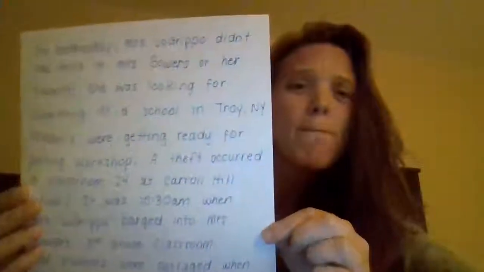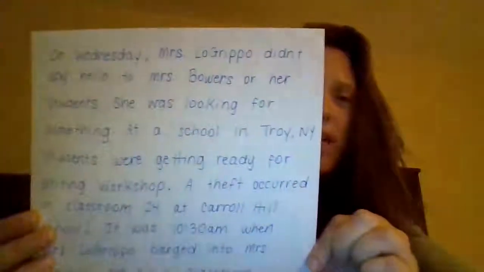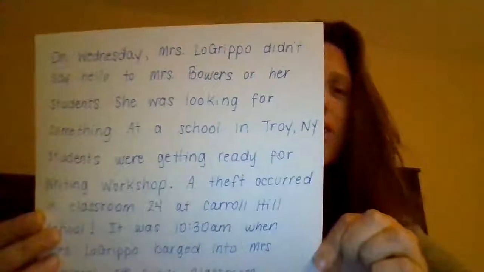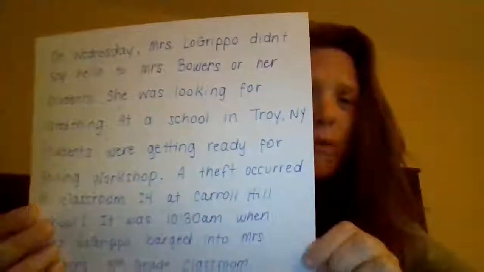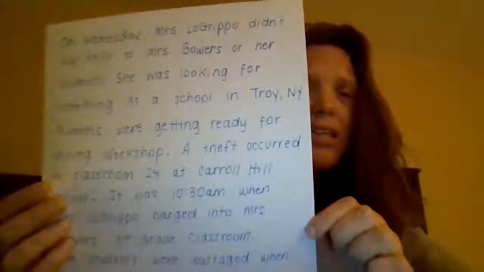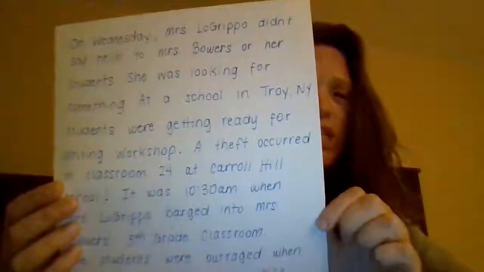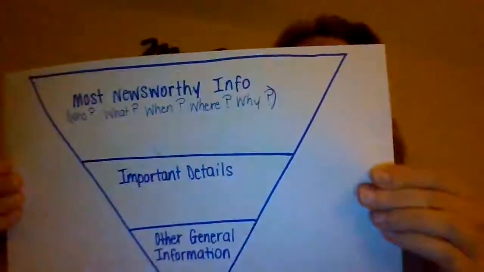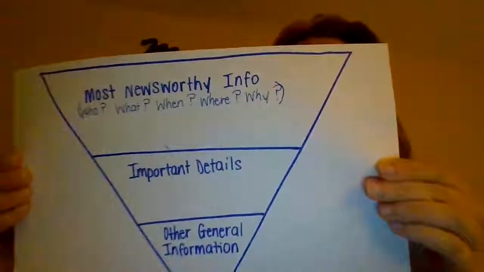So I want to have the most important information at the beginning of my article. And then I'm going to get into some other important information and then just general information at the end. So if this article is about Mrs. Legrippo stealing from us, then that's the most newsworthy information. That's the most important thing of this article that I want my readers to know right out of the gate.